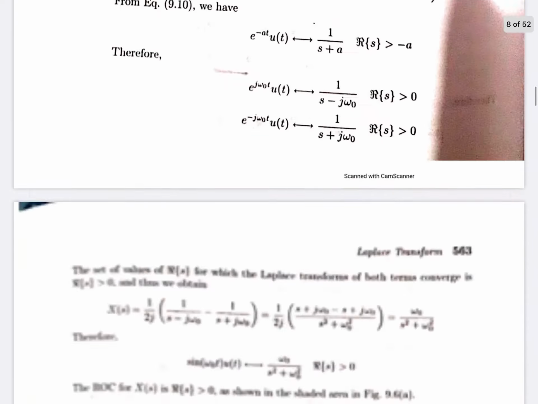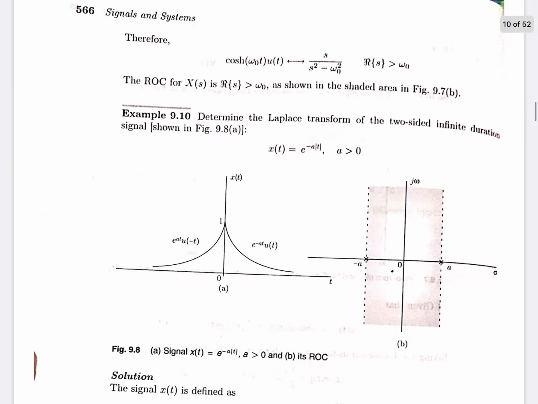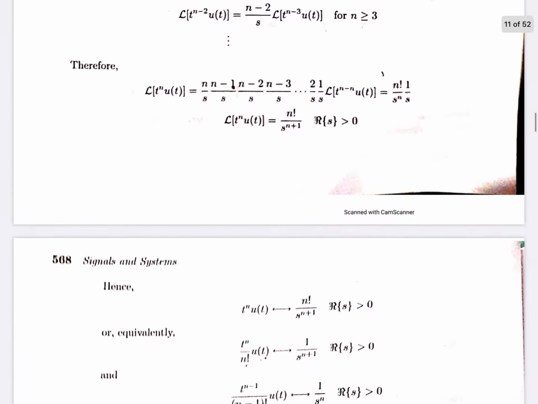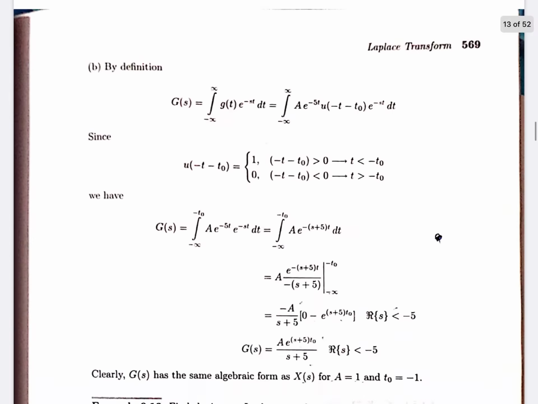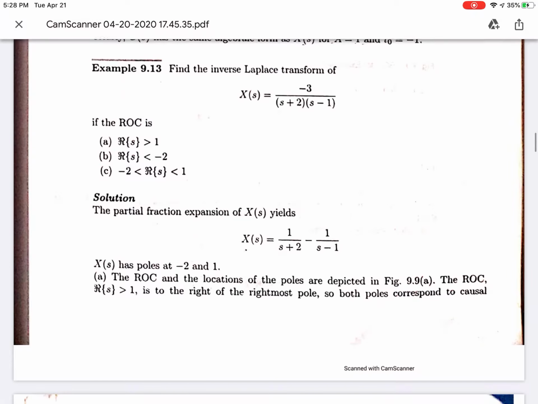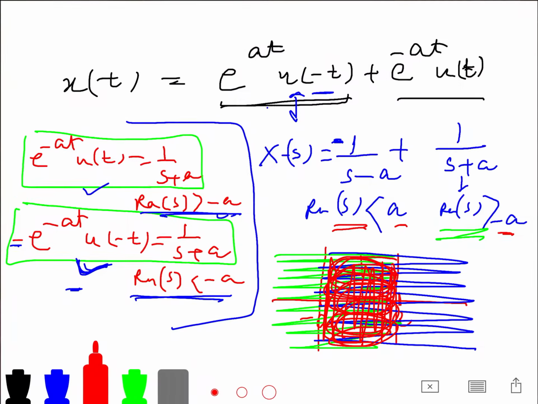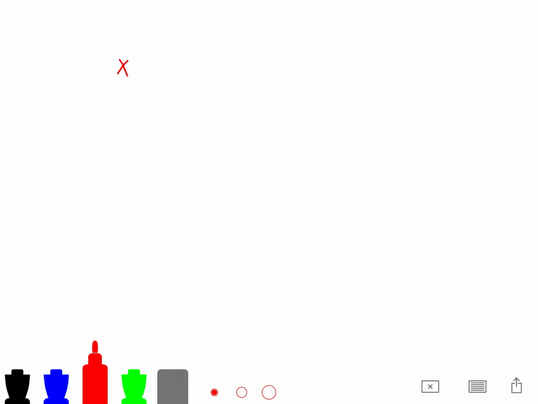Now come to the next example. Similarly, we can do it as follows. This is your next example. In this example, you have to find the inverse Laplace transform of the given function for these different ROCs. How can you find the Laplace transform for this function? I am doing it here. X(s) is equal to minus 3 upon (s plus 2)(s minus 1), right?